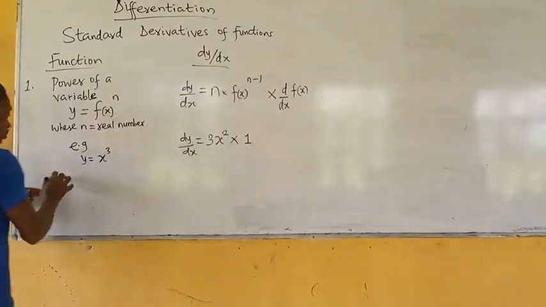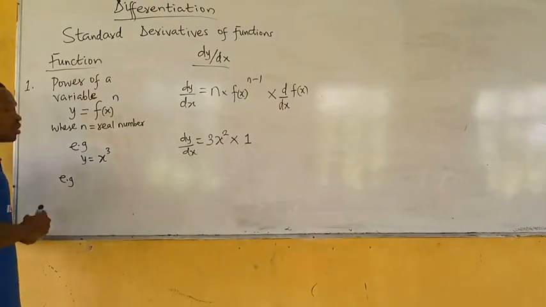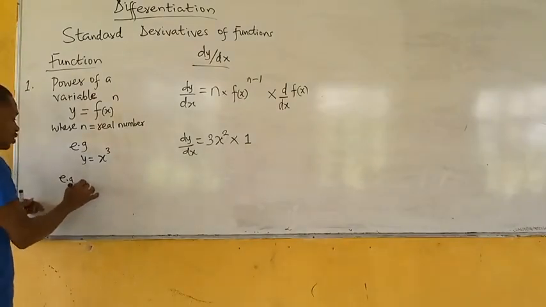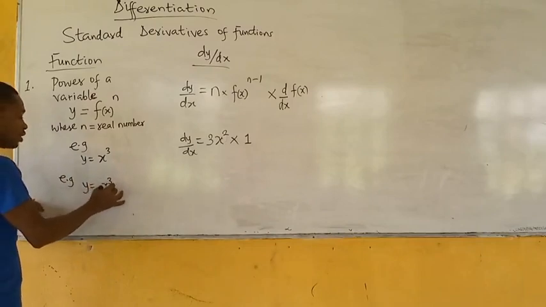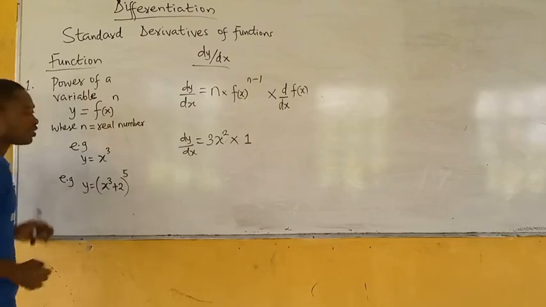Let's take another example. You are given y to be equal to x raised to power 3 plus 2, then everything raised to power 5.